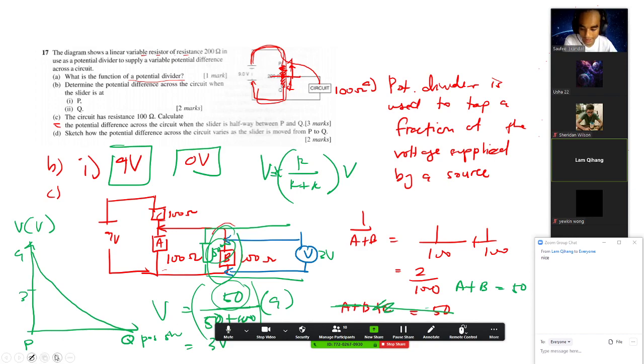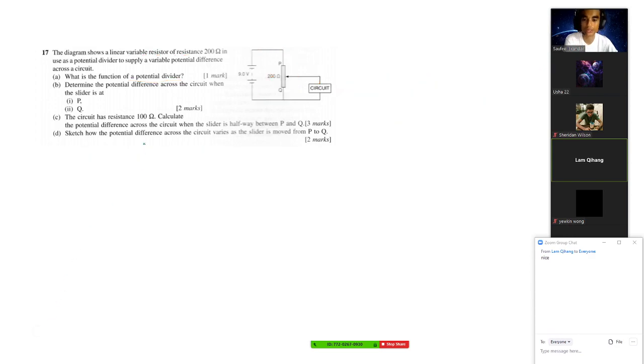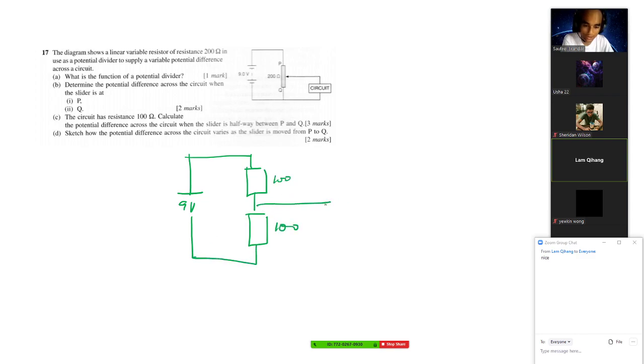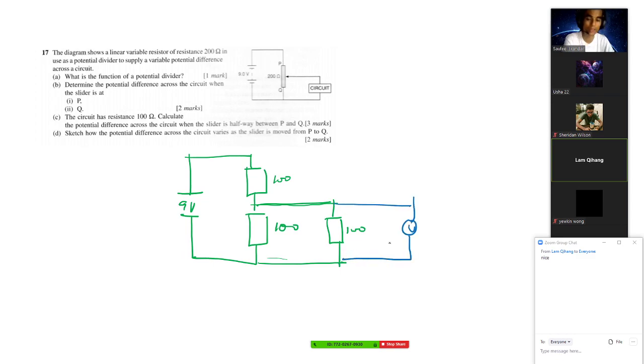It's easy if I clear this one. Can I clear all this thing? Okay, so let's go back. This is 9 volt. This is the 100, right? And this one will be the 100. So this is 100, this is 100. Goes back to one more 100. Okay, so one more we are putting the voltmeter at this side. This is the voltmeter.